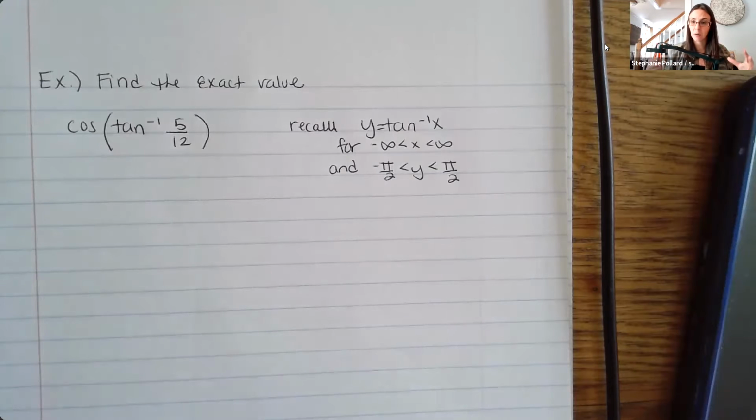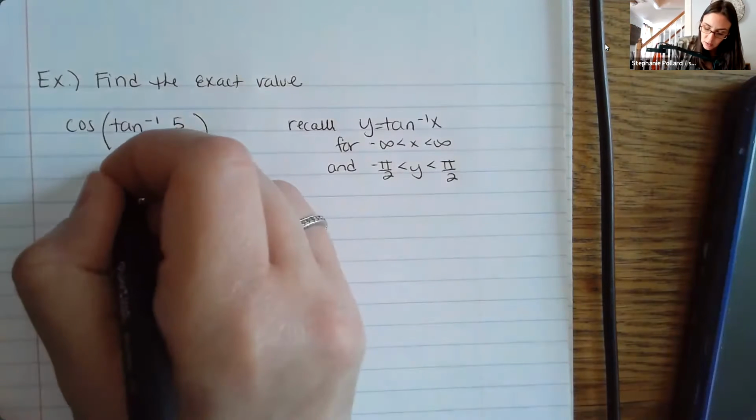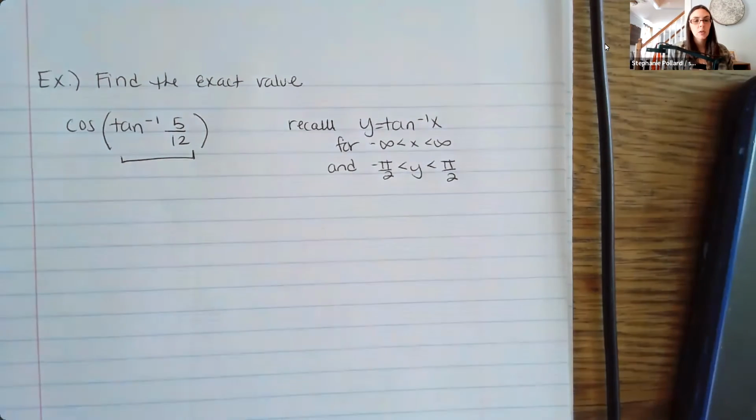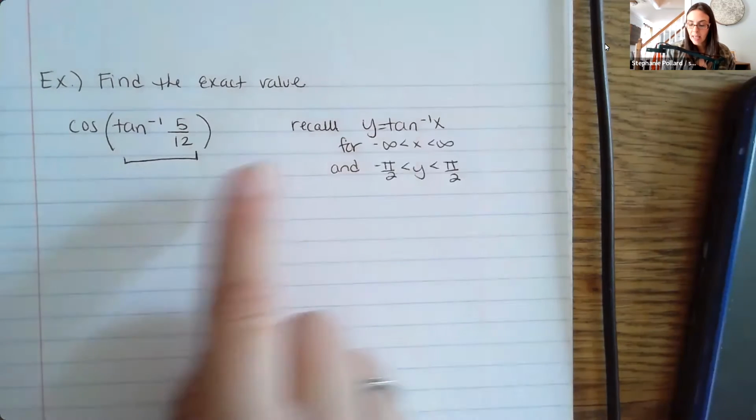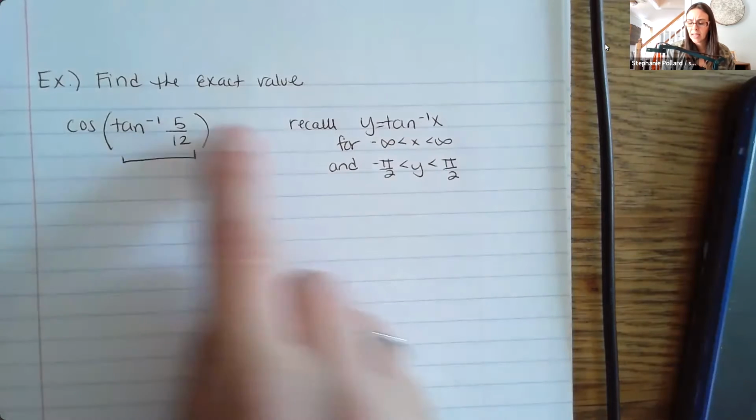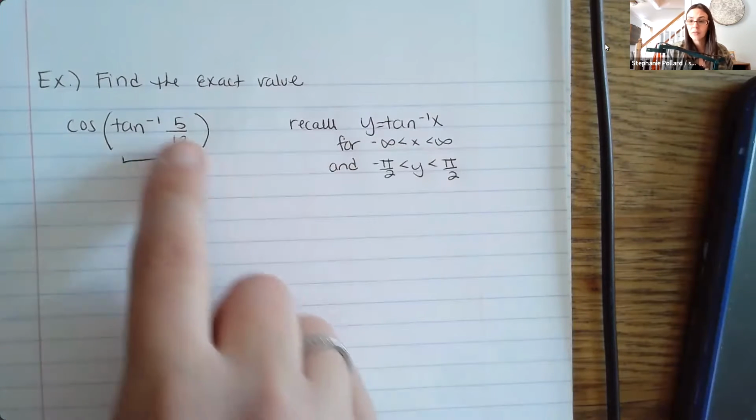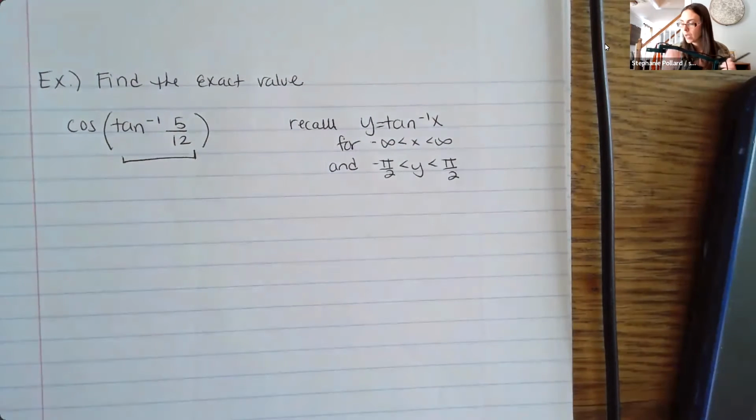And you're going to start inside to outside. So the first thing you need to do is work through this piece here. So what is the inverse tangent of 5/12? Now, one thing to remember for inverse tangent is that the values that we plug in can be anything between negative infinity to infinity. So the 5/12 is fine here. No issues there.